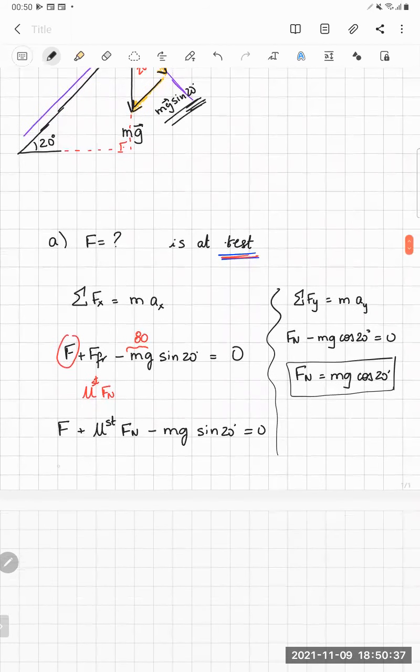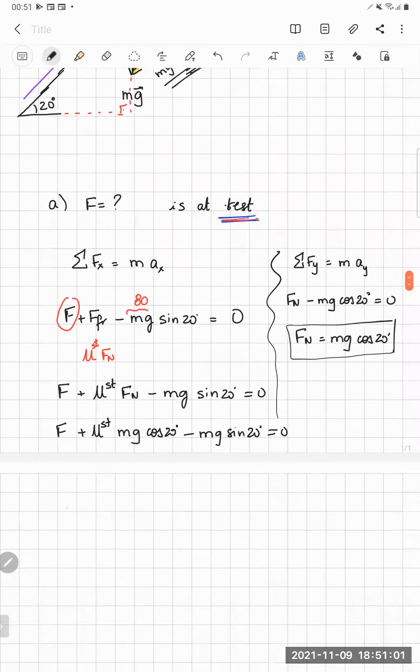So I come back to our equation. We have F plus that coefficient of static friction. Now I'm going to put what Fn is. We just found it is mg cosine of 20 degrees, minus mg sine of 20 degrees, okay, equals to 0. All these are numbers. You can just put them in your calculator. I'm just carrying things with symbols to be elegant and to give you the final form.